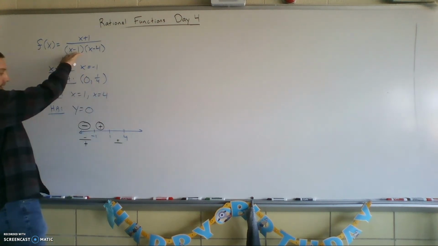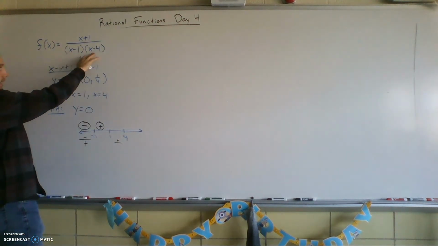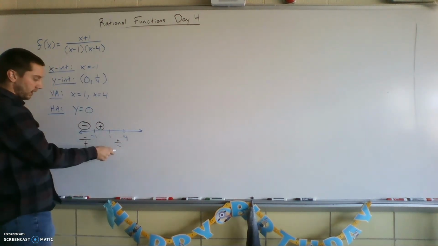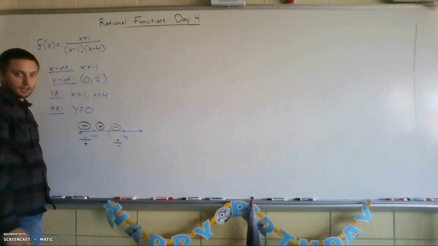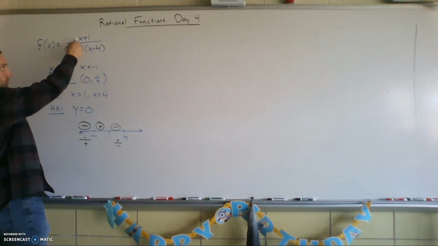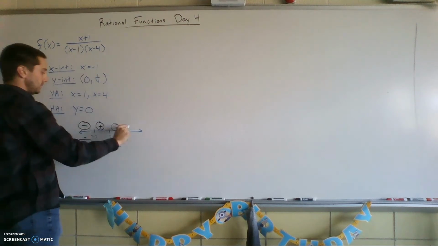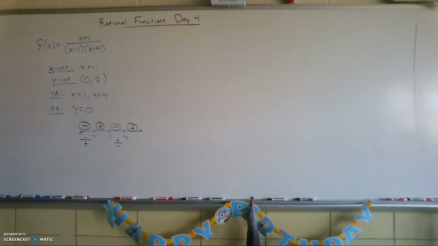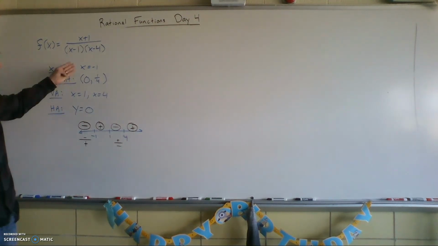Plug in a number in between 1 and 4. How about 2? So that's going to give me a positive number on the top. And then positive times a negative is a negative. So I have a positive divided by negative. That's going to be a negative overall. Plug in a number bigger than 4. How about 5? So that's going to be positive, positive, positive. So it's going to be positive.